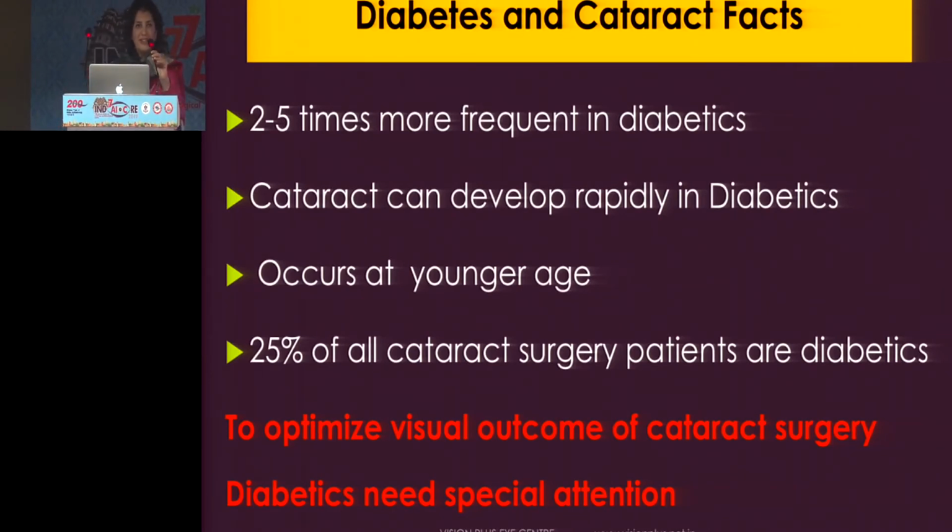Good afternoon, and it's nice to see a full house. We've been discussing a lot about diabetes, and along with diabetes, we often do have cataract. In fact, it's 2 to 5 times more frequent in diabetics. And since India is becoming the diabetic capital of the world now, almost 25% of all our cataract patients have diabetes. Now, to optimize the visual outcome, it's a complicated patient who already is compromised, retina is compromised, and we need to have a very good outcome of the cataract surgery. So I'll be giving some pointers towards that.